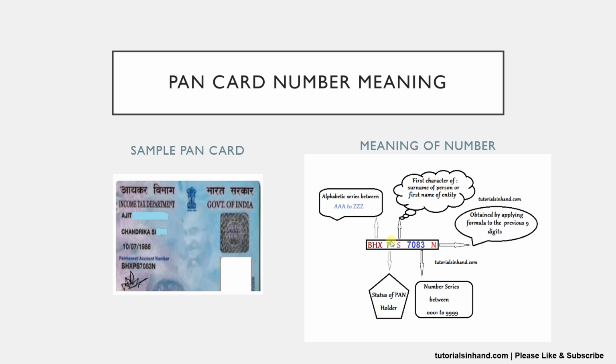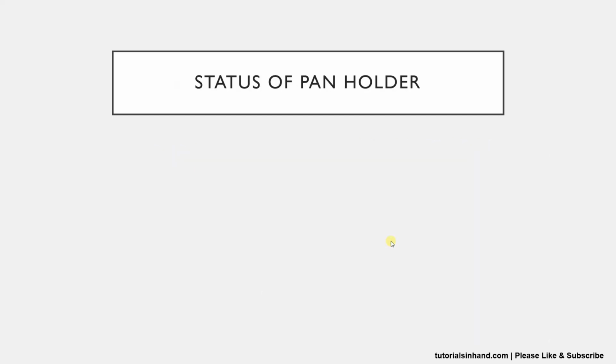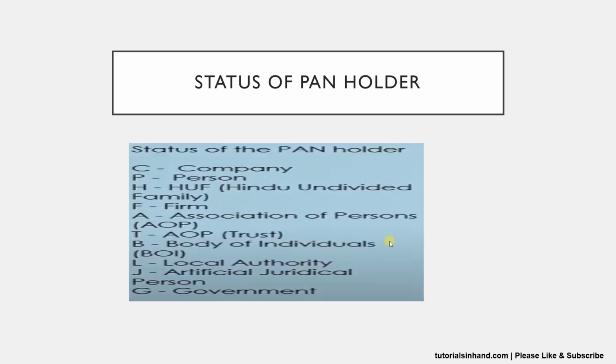And in the next slide we will tell you what are the other status that a PAN card holder may hold. So let's move on to the next slide. The status of PAN card holder can be C, that is company. It can be P, that we have seen in the previous slide, for person. And then it can be H for Hindu undivided family. It can be F for firms. It can be A for association of persons. It can be T for trust. It can be B for body of individual. It can be L for local authority. It can be J for artificial judicial person, and G for the government. Thus, these are the status of the PAN card holders.